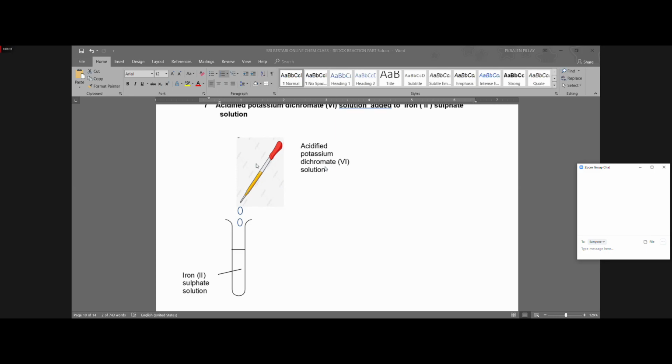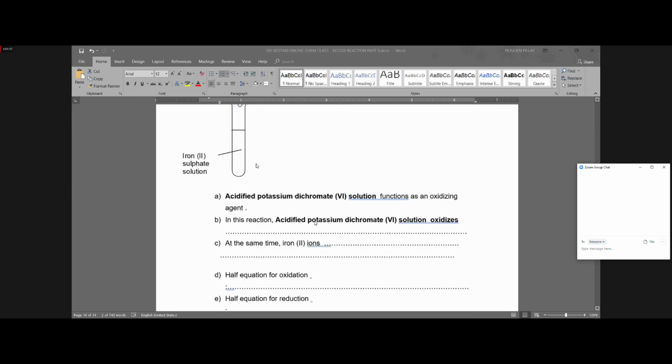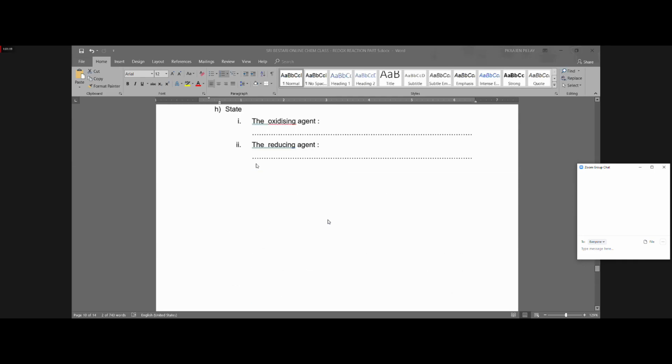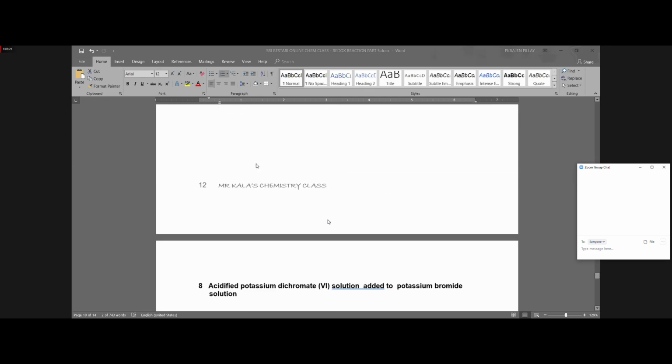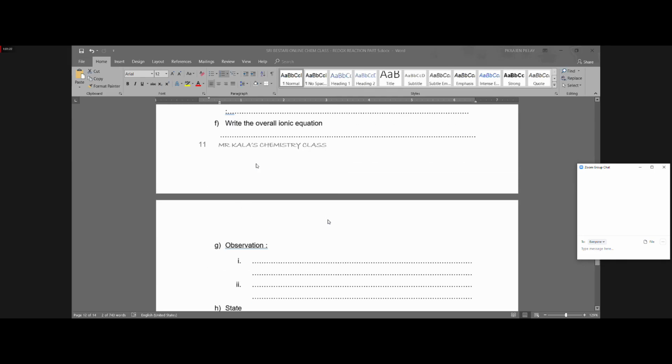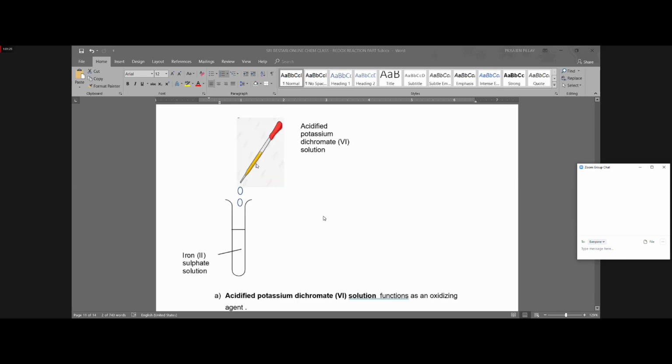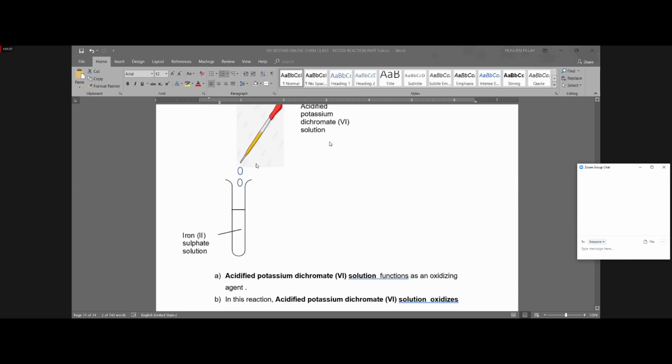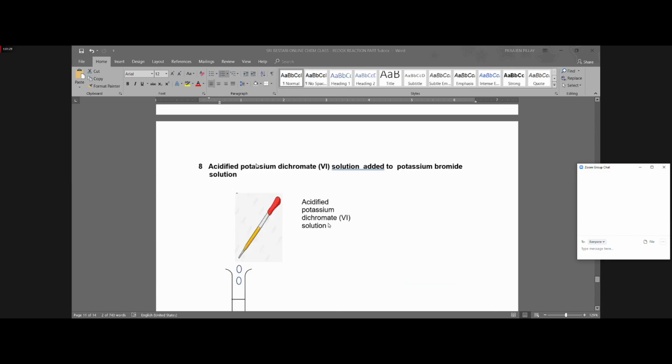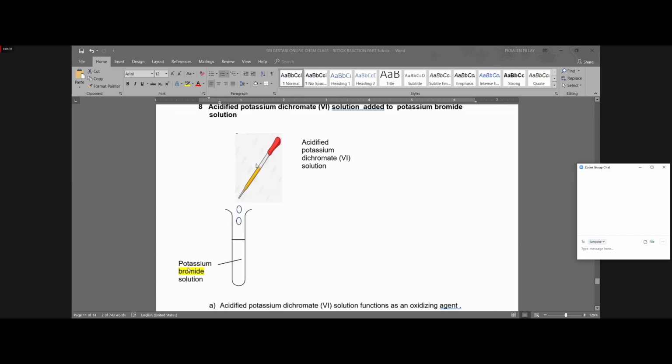With that, it's almost 3 p.m. already. You can try the others. Just one more only. Any questions for today? You two, you try it for one. One is I'm using iron 2 with this, and then dichromate 6 with bromide ion.